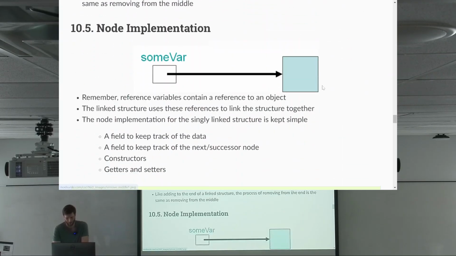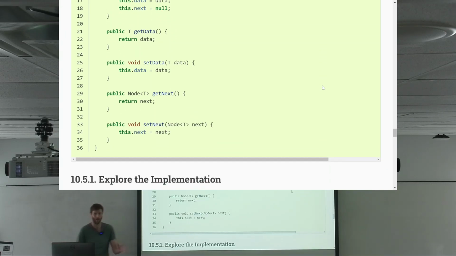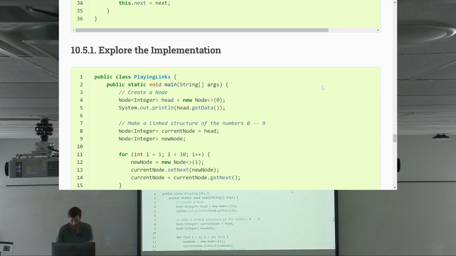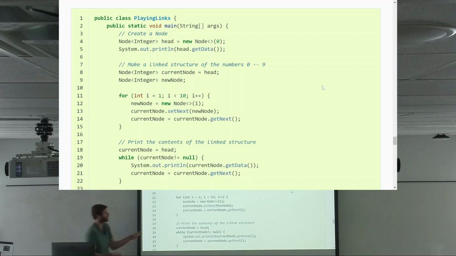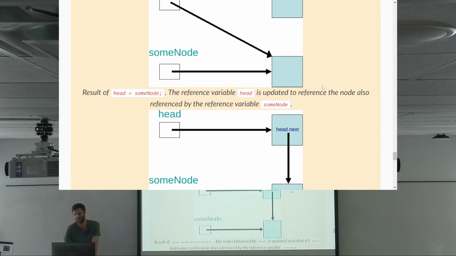Add, remove, removing from the end. And then we created this node class. But remember, the node class is just a node. When we were playing around with the implementation, all we did was make a series of nodes. There's no link structure class. It's just nodes chained together, and we were playing with it in a main method here. That's what we were doing, and this is where we ended.